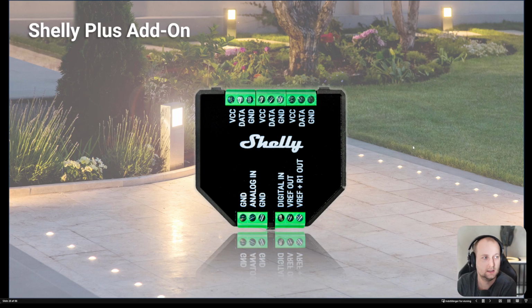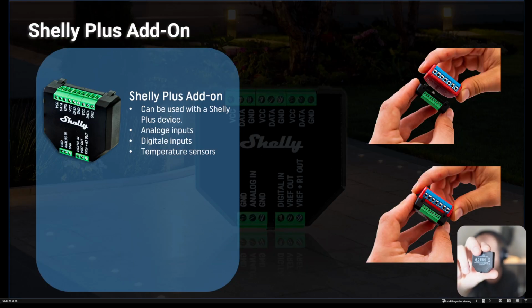Good. Shelly Plus add-on module. This is one of my favorite devices. It's a small module. Here there are some pinouts. I don't know if you can see it on the camera, but they can fit any Plus devices of the same size. So you just find the relay that fits the functionality that you want, and then you connect this device like this. Then you have added extra functionality to your Shelly devices.